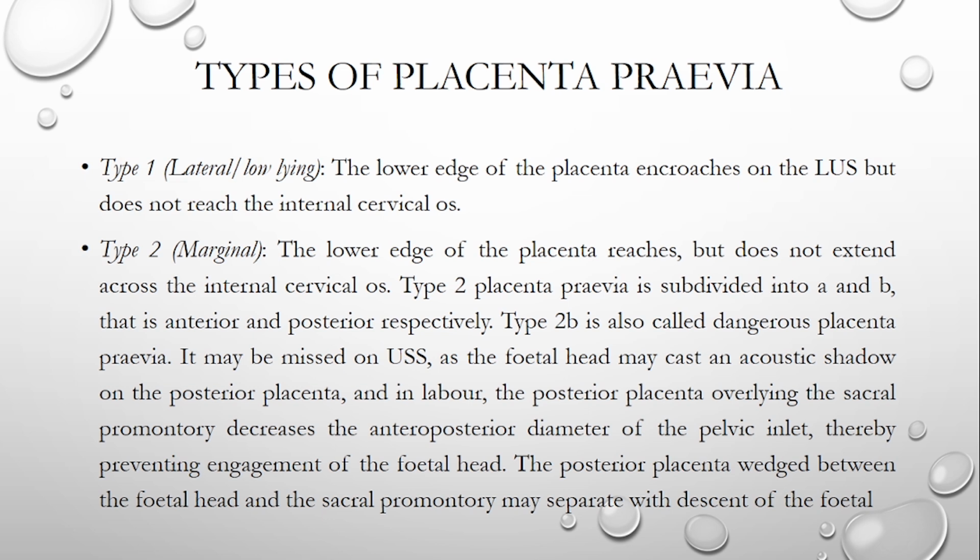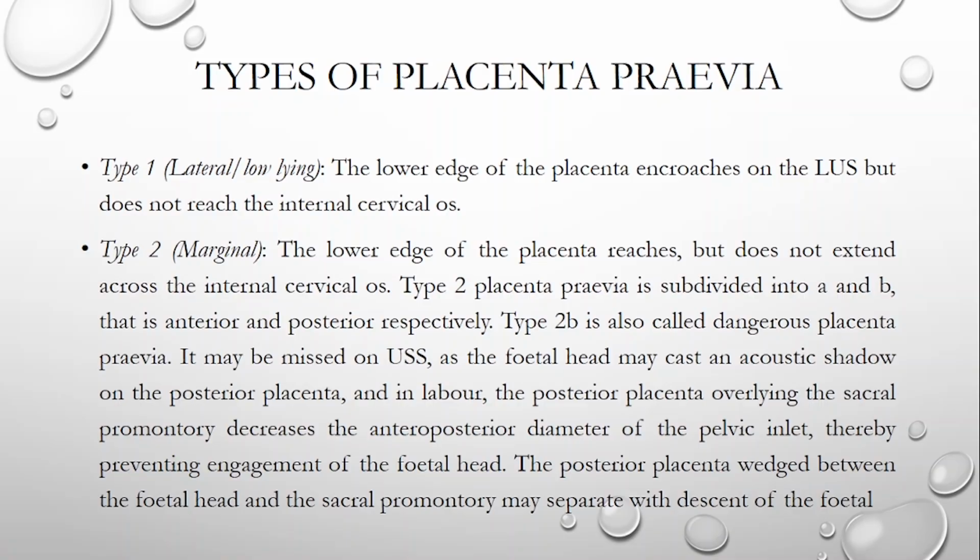What are the types of placenta previa? You can have a lateral low-lying placenta. A low-lying placenta is referred to as type 1. In this type 1 or low-lying placenta, the lower edge of the placenta encroaches on the lower uterine segment but does not reach the internal cervical os.